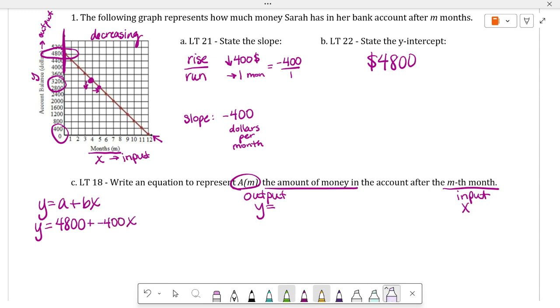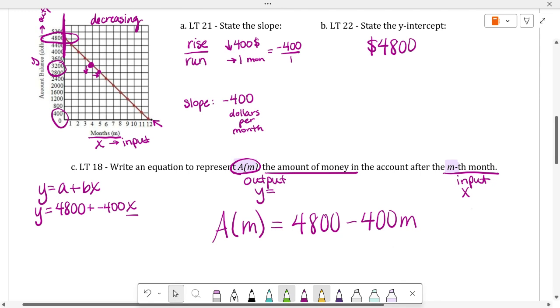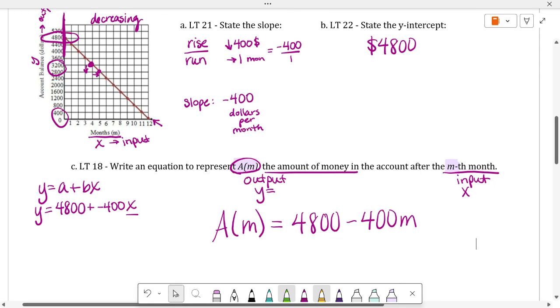But with the regions, they want you to use the specific variables that they tell you. So instead of Y equals, for our output, we're putting A of M equals 4,800. Our numbers are going to stay the same, minus 400. And then for our input, instead of X, we're going to put the letter M. So A of M equals 4,800 minus 400M. This is a way that we could predict and we could tell how much money in her account after however many months.